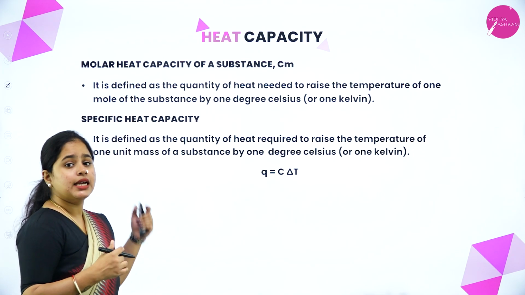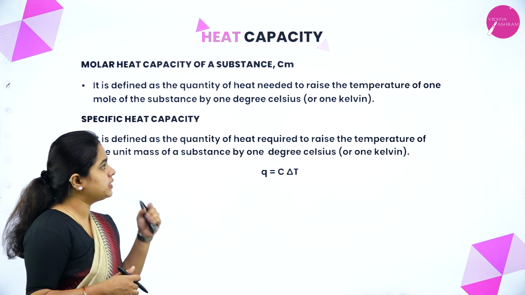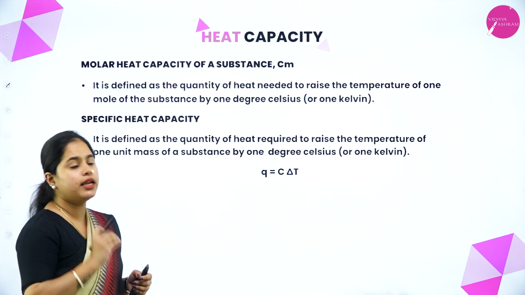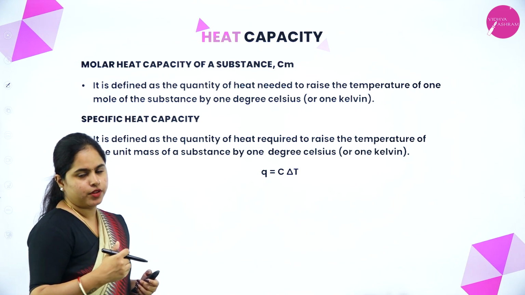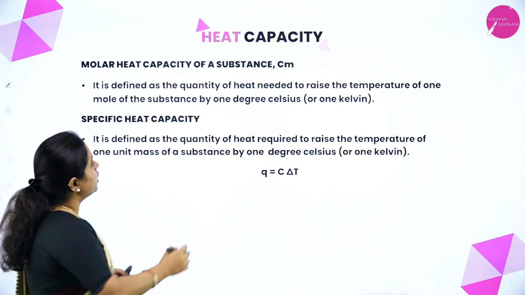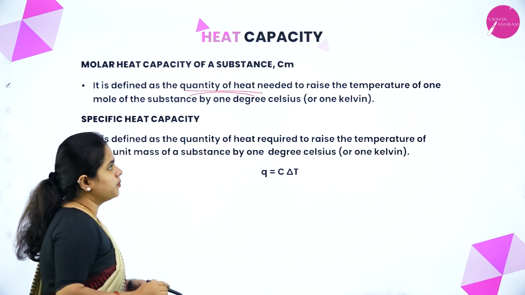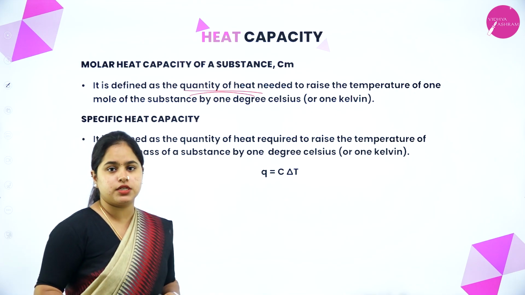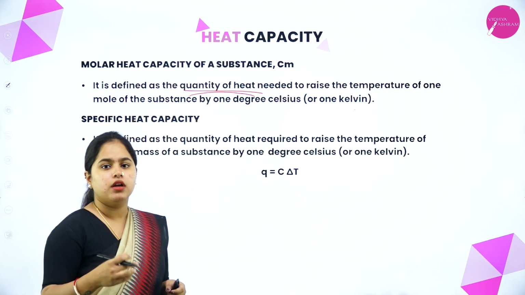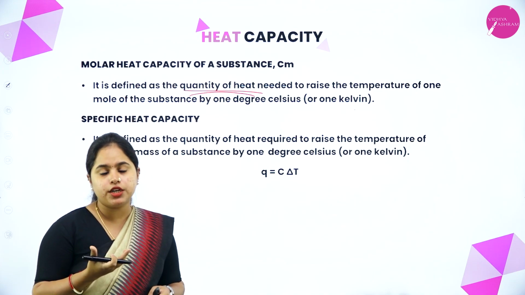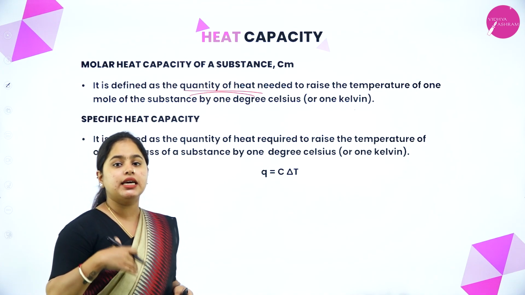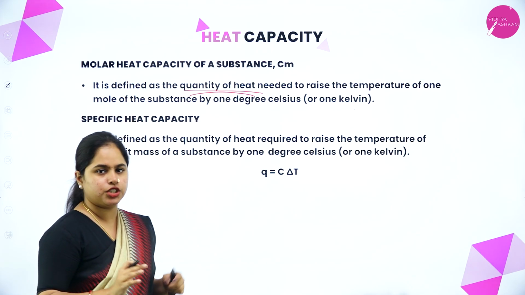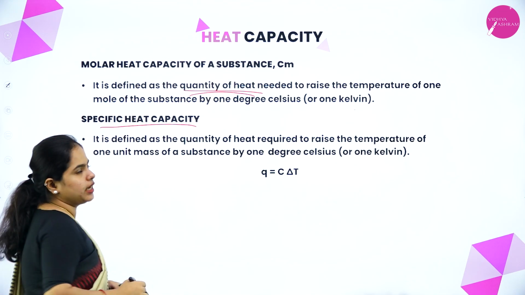Molar heat capacity is defined as the quantity of heat needed to raise the temperature of 1 mole of substance by 1 degree Celsius or 1 Kelvin. So, it is the quantity of heat required to raise the temperature of 1 mole of substance by 1 degree Celsius. So, molar heat capacity is the quantity of heat which is required to increase the temperature of 1 mole of substance by 1 degree Celsius. And the next one is specific heat capacity.